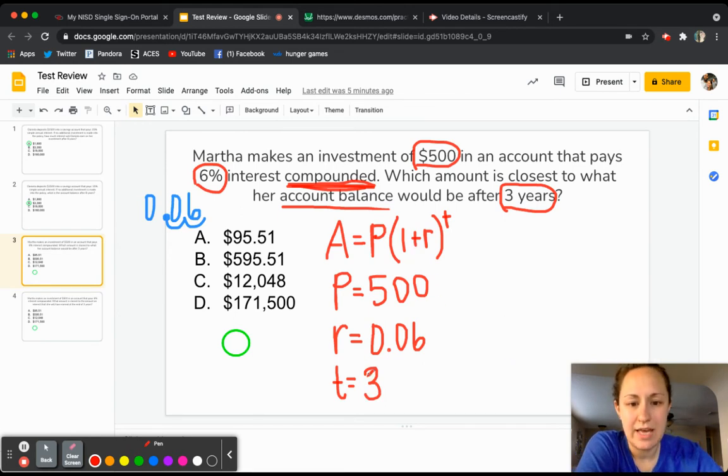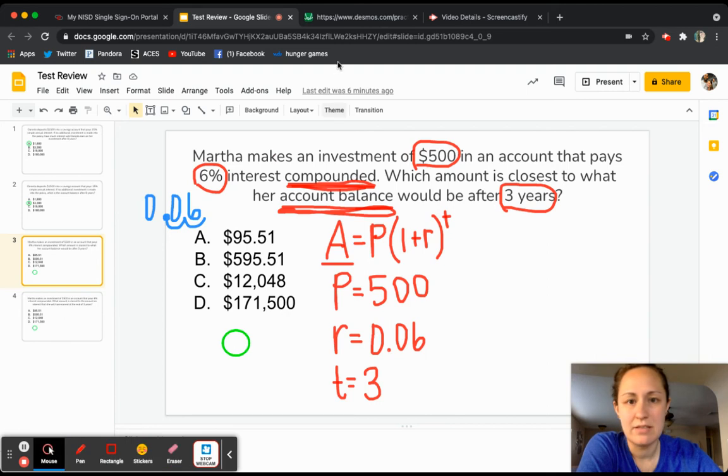So now we know this is exactly what we need to start typing into our equation if we are solving for A. Well, A stands for account balance. So let's go back and reread our question. It says which amount is closest to what her account balance would be after 3 years. So our A stands for account balance, and we are able to solve our problem just like this. We're going to go into our Desmos and type in our 500, then parentheses, 1 plus 0.06, close our parentheses, and 3 is our exponent.